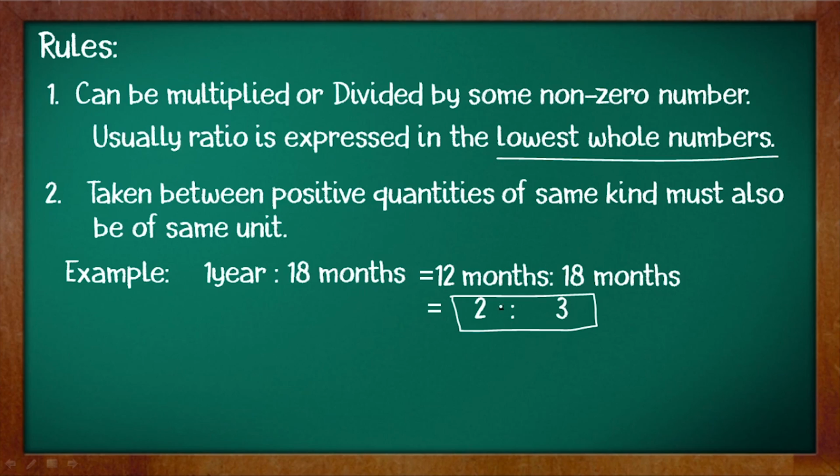Okay, so further cancellation is not possible. We cannot cancel 2 and 3 with the same numbers. So this is the lowest possible whole numbers, and this is the required answer.